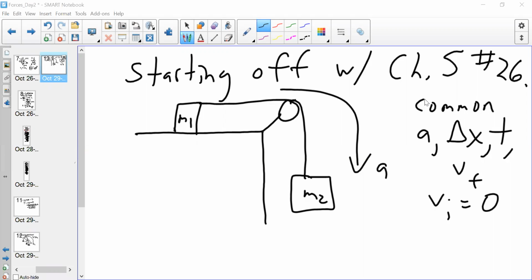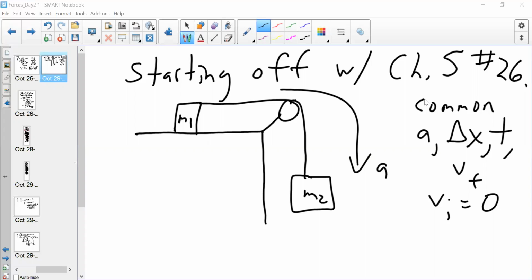Like I mentioned earlier today, I want to start off with chapter 5, number 26, in showing that the acceleration of the first mass in number 32 is actually double that of the acceleration of the second mass. But we have to go back and make sure that we understand what's going on in a simpler system, like in number 26 of chapter 5.